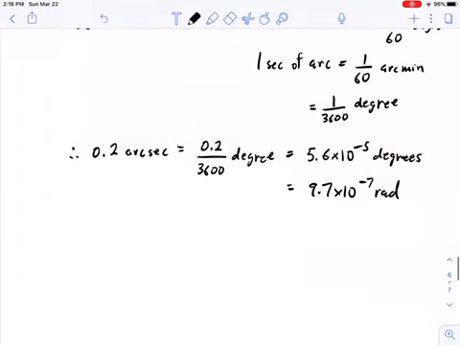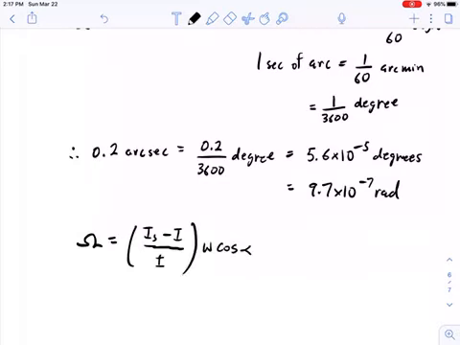Okay, so then we could say, well, what is this rate of precession? It's the difference between the moments of inertia about the symmetry axis and an axis perpendicular to the symmetry axis divided by I omega cos alpha. Okay, so alpha is so tiny, cos of a tiny number is just one. So this cosine just becomes a one.